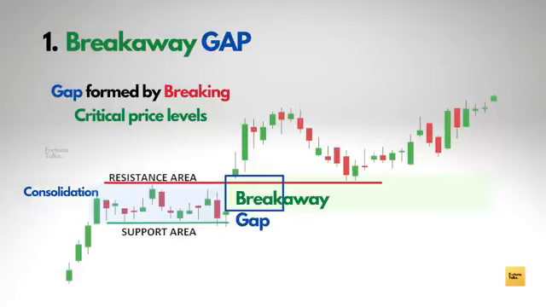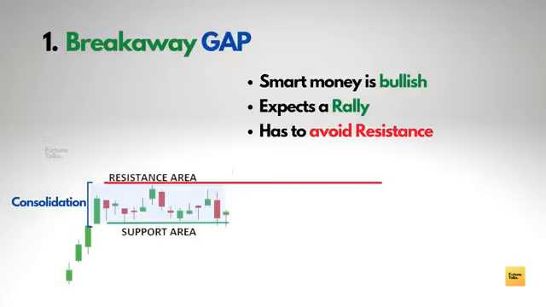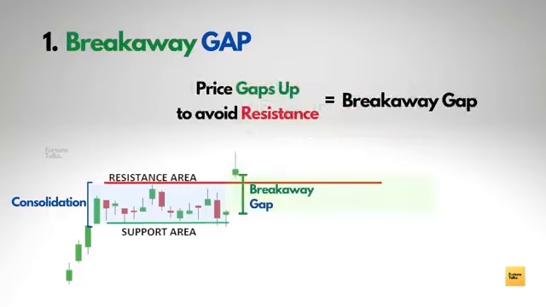So the main logic behind the breakaway gap is that the smart money knows exactly where the support and resistance areas are. Let us say, for example, the smart money is bullish and higher prices are anticipated, the smart money will certainly want a rally. But the problem is how to avoid the old resistance which could trigger some selling pressure. So what they will do is gap up through the old area of supply as quickly as possible as a way of avoiding the resistance.